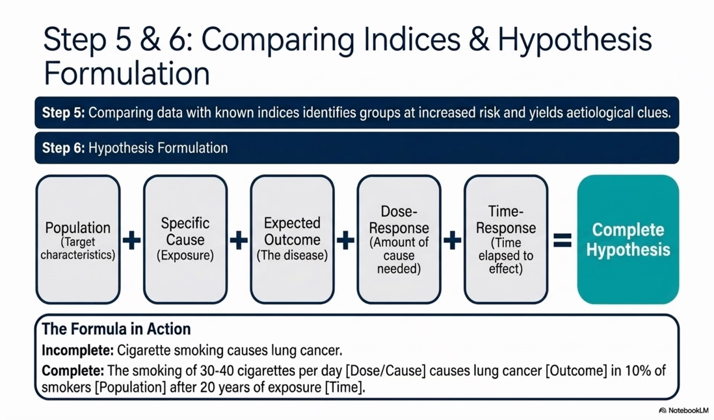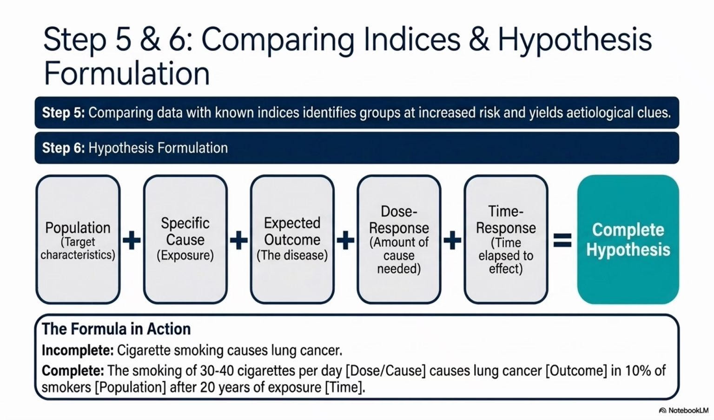And we should not say in the same example that cigarette smoking causes lung cancer. Like that simply we cannot say. So we should explain in detail, like with population characteristics, with specific cause characteristics, plus what is the expected outcome because of that particular habit, plus whether there is any dose response relationship and whether there is any time response relationship. So completely we should tell. So then it will give a complete hypothesis.